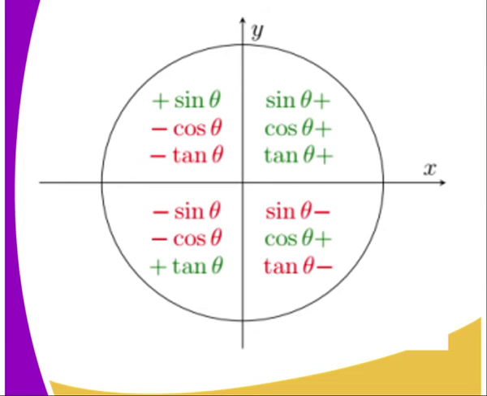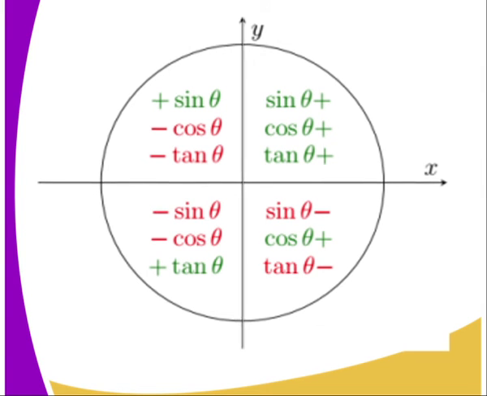That is the summary of what we have talked about. We have the summary there. You can see the first quadrant, all are positive. Then we go to the second quadrant, only sine is positive, cos and tan are negative. And then we have tan in the third quadrant being positive, while cos in the fourth quadrant is positive.